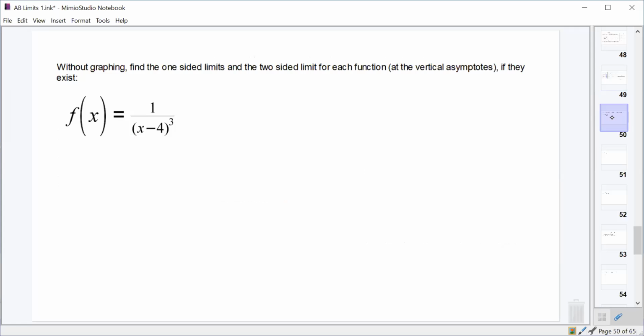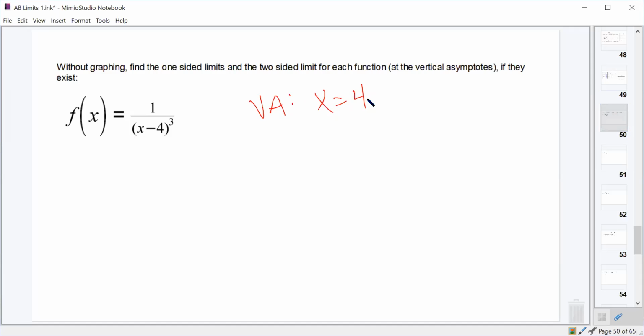Let's take a look at this one, f of x equals 1 over x minus 4 to the 3rd power. And without graphing it, we're going to figure out the one-sided limits and the two-sided limit at the vertical asymptote. So first off, what's the vertical asymptote of f of x? 4. Yeah. All right, so our vertical asymptote ought to be x equals 4. It's that vertical line x equals 4.